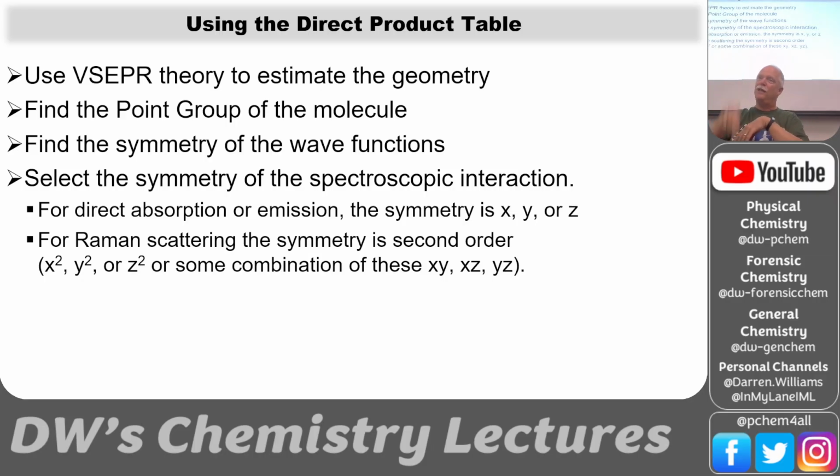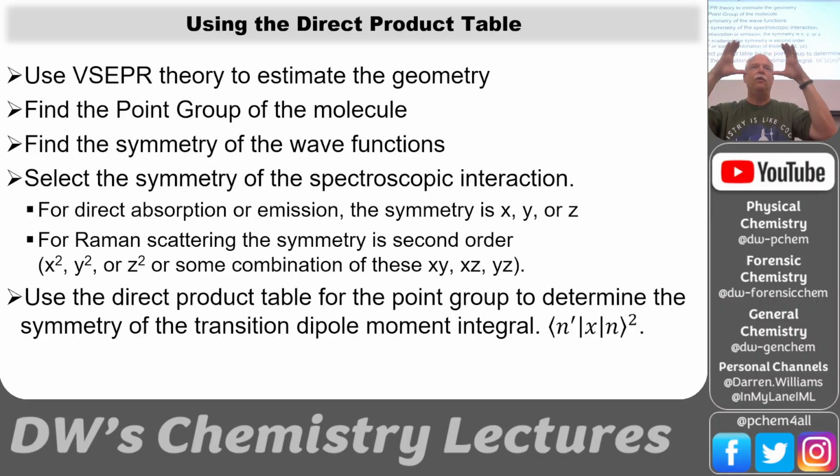So it could come in plane polarized on the z-axis, interact with the molecule, and maybe the interaction is some sort of rotatory motion, and now the photon comes out. It's been rotated. It was z, now it's y, or now it's x, and it comes out. And so those would be the two-photon combinations of xy, xz, or yz. Those are the options of what goes in the middle of our integral. And then we would use the direct product table for the point group to determine the symmetry of that transition dipole moment integral to see if it's zero or non-zero.